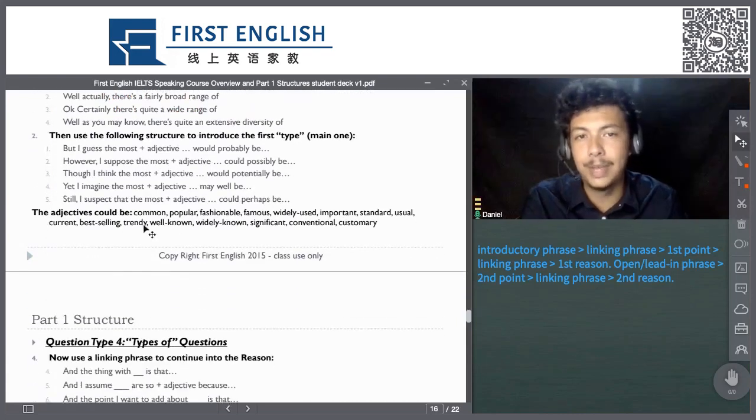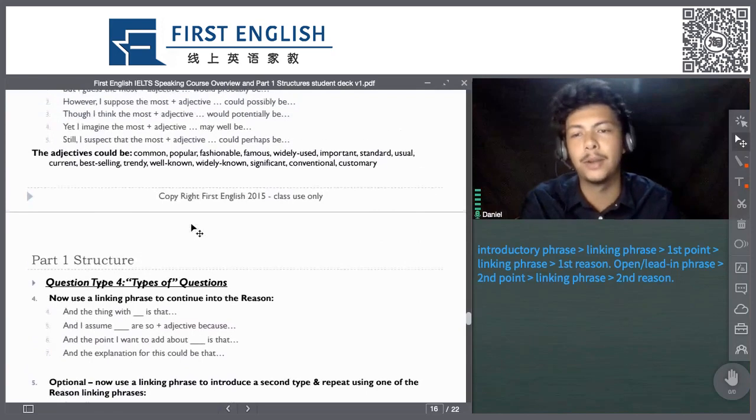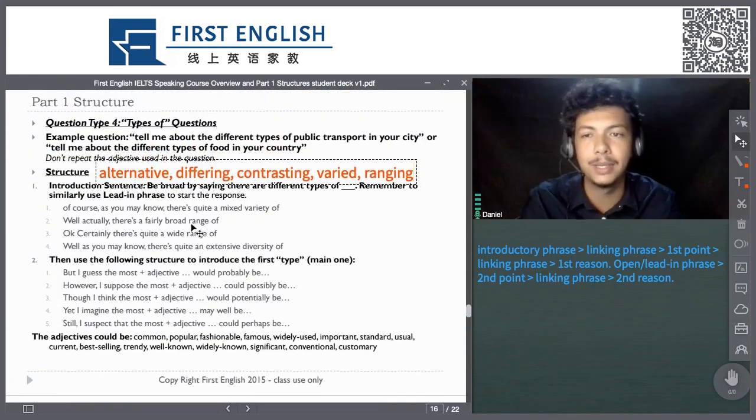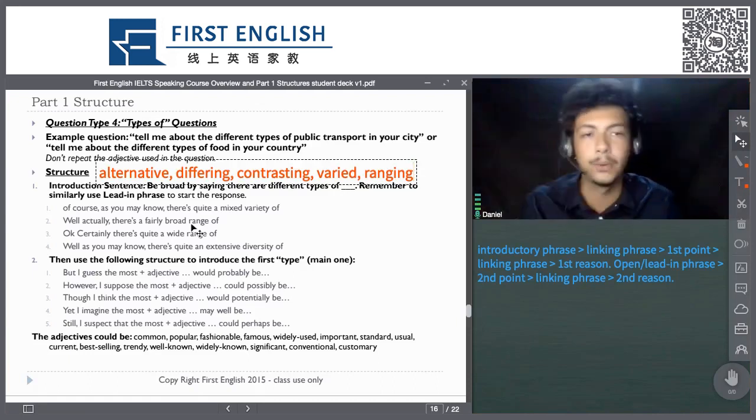But here's some examples of some adjectives that you could use. You could say common, popular, fashionable, famous, widely used, important, standard, usual, and so forth. You can even create your own, obviously. In providing you this structure, we are not requiring you to stick to it exactly, but we can attest that following the structure will contribute necessary attributes that you need to have in your answer to achieve the band that you're looking for. And we have the 4 assessment criteria. Using the structure is going to cover all 4 of those.